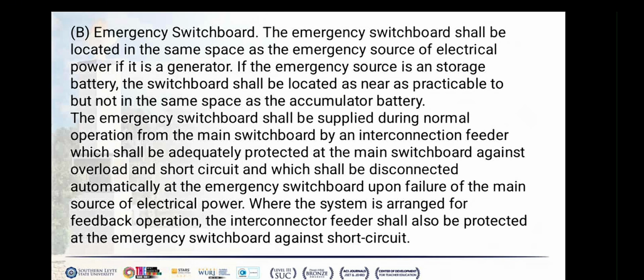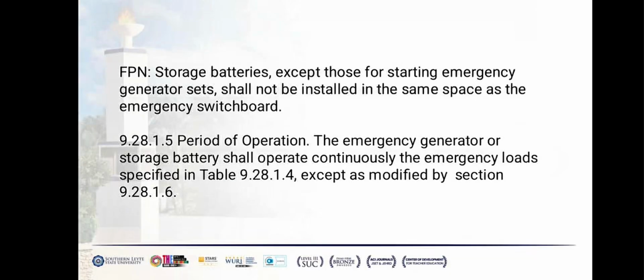The emergency switchboard shall be supplied during normal operation from the main switchboard by an interconnection feeder, which shall be adequately protected in the main switchboard against overload and short circuit, and which shall be disconnected automatically at the emergency switchboard upon failure of the main source of electrical power. FPN: Storage batteries, except those for starting emergency generator sets, shall not be installed in the same space as the emergency switchboard. Period of operation.